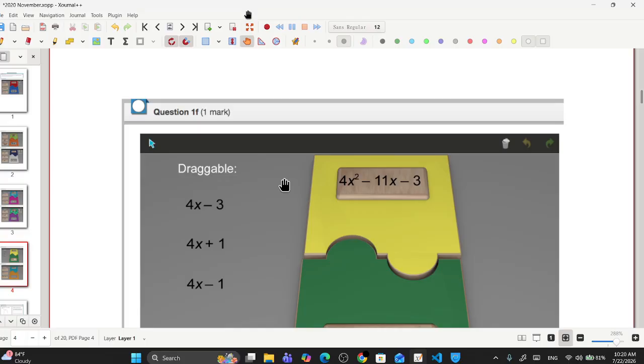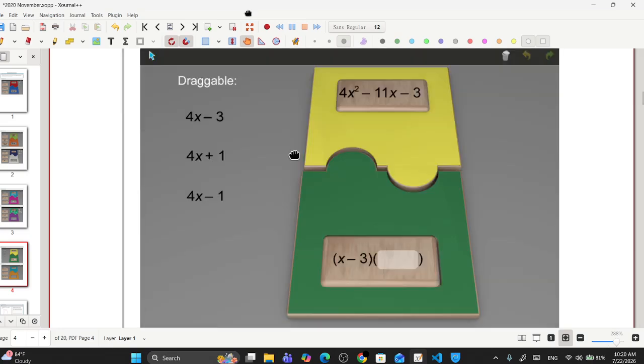4x squared minus 11x minus 3. Alright. Now, there could be two ways of solving this question. Either you could directly solve it, using the method we always do. We take the middle term breaking.